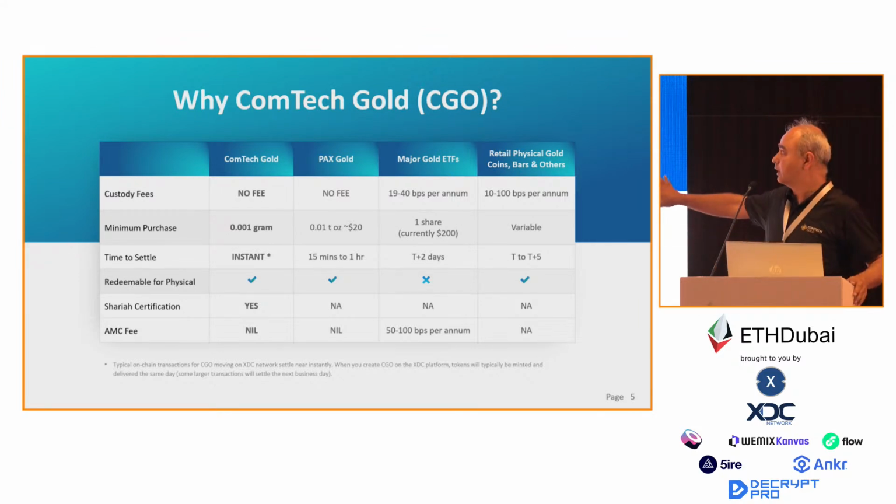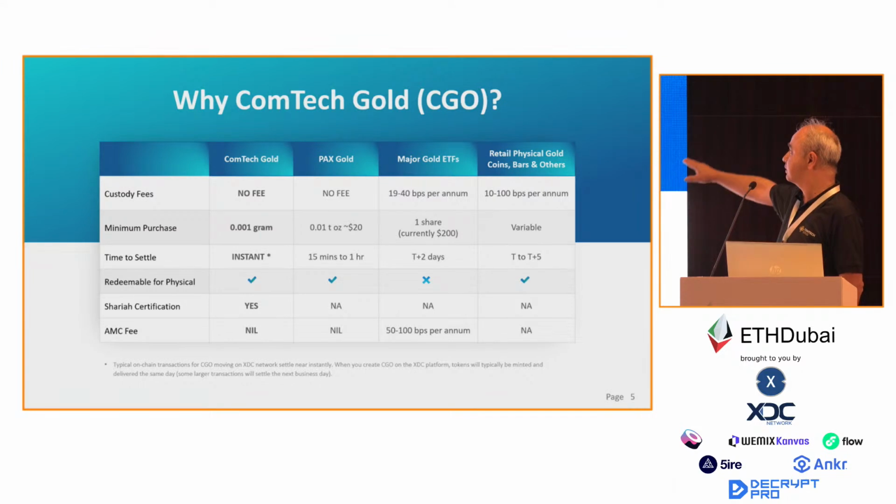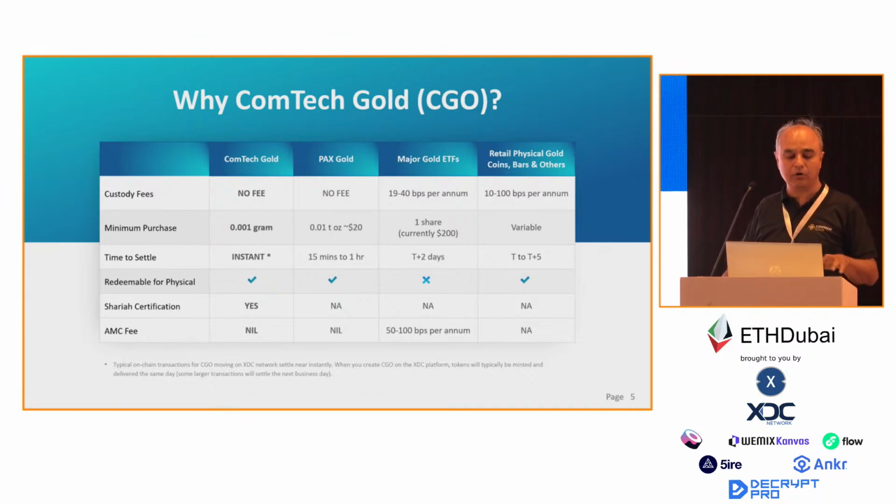Now here I have given a little bit of comparison of why Comtech Gold. If you can see, there are hardly any custody fees for this. If you go with ETFs or any other retail physical gold, you need to pay huge charges. Also, the time of settlement is instant as compared to other gold that is there. And we are Sharia compliant.